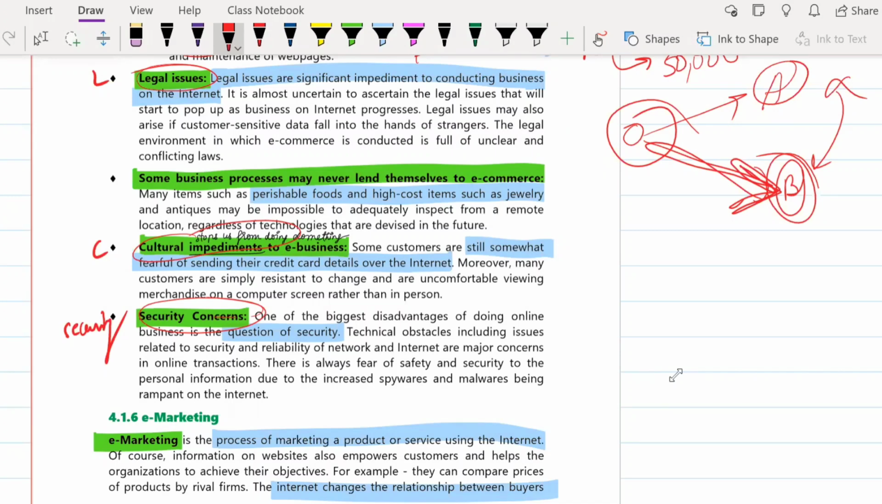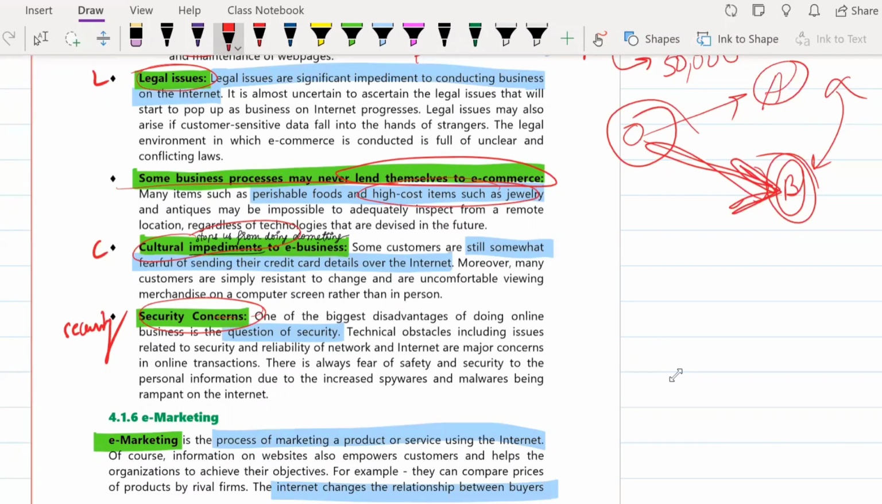Yes. Next is some business processes may never lend themselves to e-commerce. For example, there might be businesses of perishable foods. Now everything has come online. I think the ICA should now start changing it, because now they're talking about perishable foods, whereas now you have these apps like Swiggy or Zomato, and you'll find that people will deliver the apples or the bananas or your fruits or your vegetables in just one day. Today if you place an order, next day morning you'll get it also. So perishable foods are also now getting delivered.